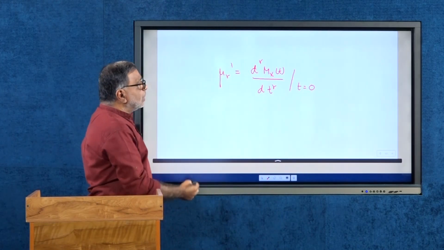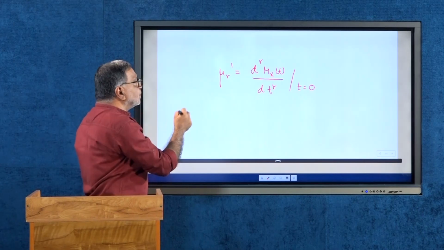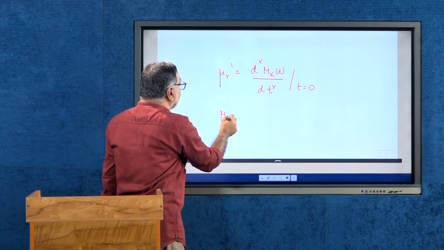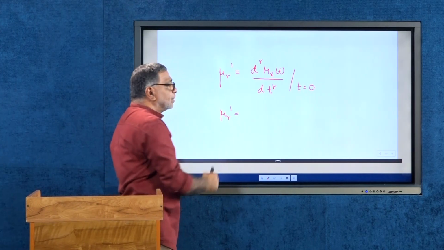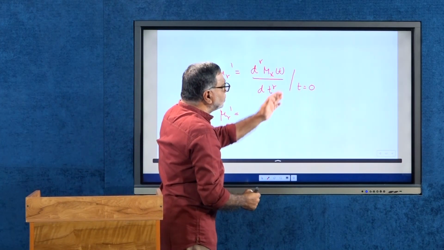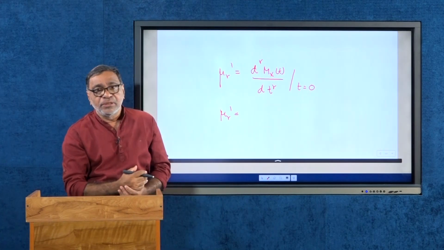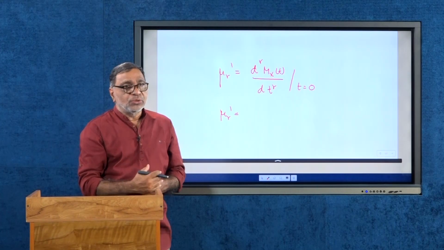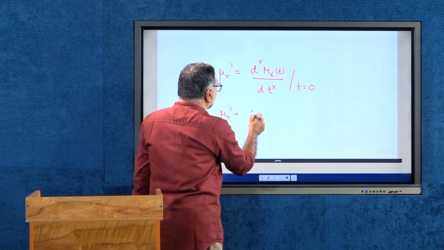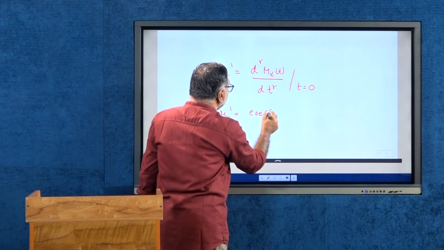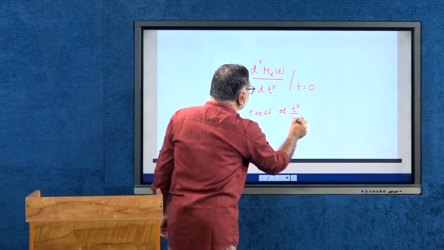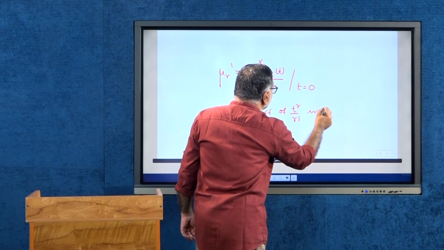So, when you are given the moment generating function, there are two ways by which we can find the rth arbitrary moment. That is either differentiating the moment generating function with respect to t and putting t equal to 0, or you find the coefficient of t power r divided by r factorial in the expansion of M_X(t).